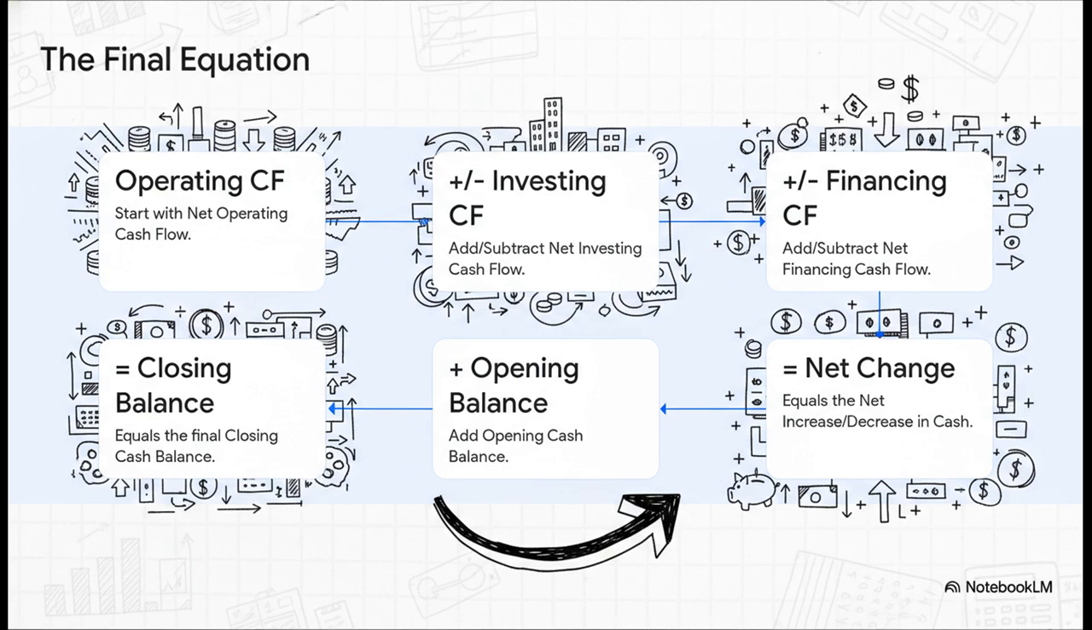You just take the net cash flow from each of the 3 sections we just covered and you add them all up. That gives you the total change in cash for the period, whether it went up or down. Then you add that number to the cash balance the company started with, and it should perfectly match the cash balance at the end of the year. It's the ultimate proof that every single dollar has been accounted for.